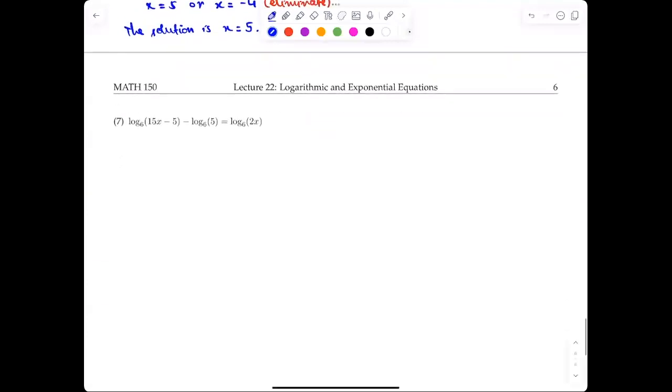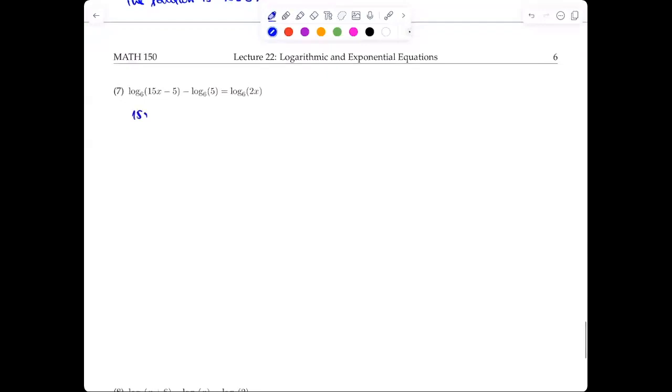So number 7, again, you have 3 log functions. So you need to find the domain for the function. So 15x minus 5 greater than 0. 5 is always greater than 0, so you don't have to write it down. And then 2x greater than 0. 15x minus 5 greater than 0, or 15x greater than 5, or x is greater than 5 over 15, or x is greater than 1/3.